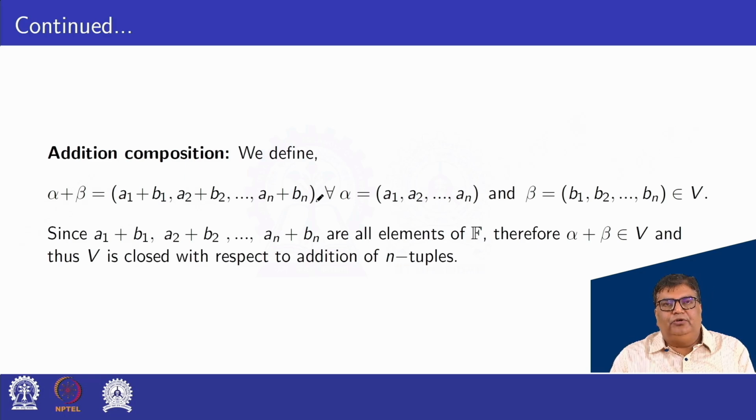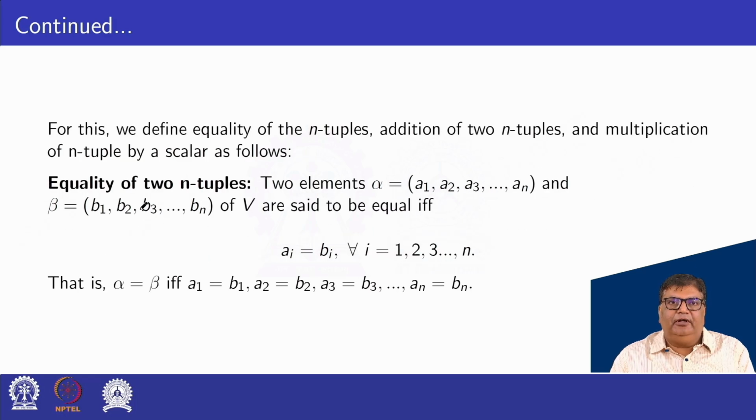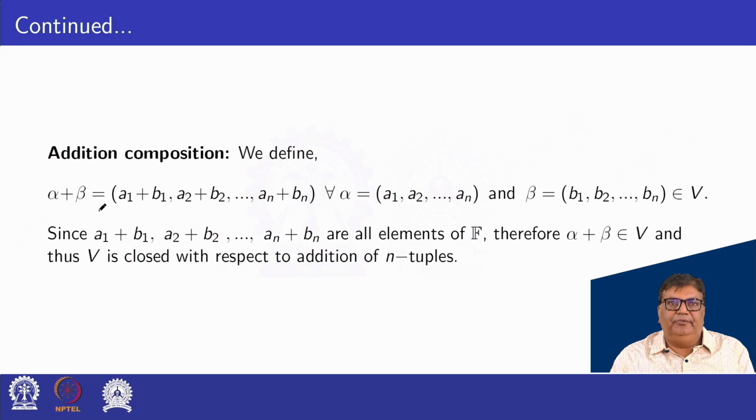Addition of vectors: alpha + beta is equal to the n-tuple of alpha plus the n-tuple of beta. Then alpha + beta equals (a1 + b1, a2 + b2, and so on an + bn), where a1 + b1, a2 + b2, and so on an + bn are all elements of F. Therefore, alpha + beta belongs to V.